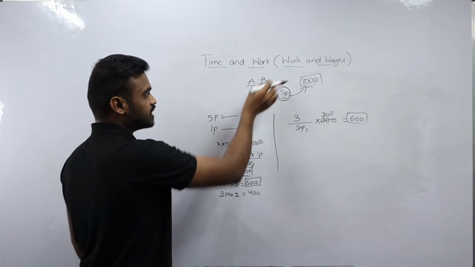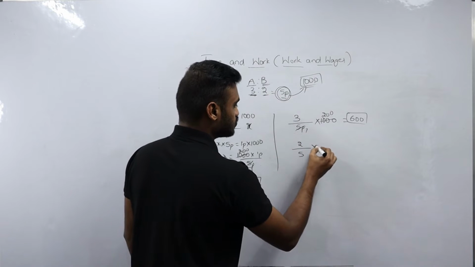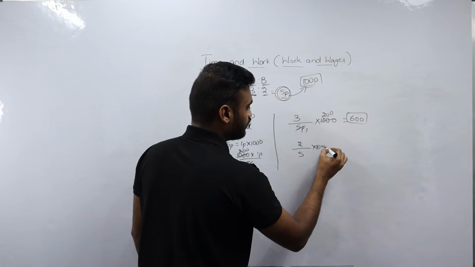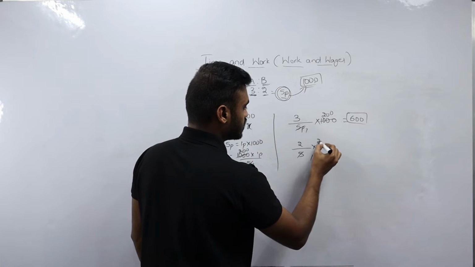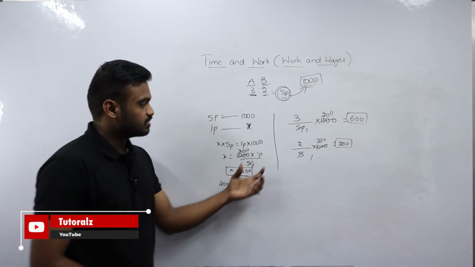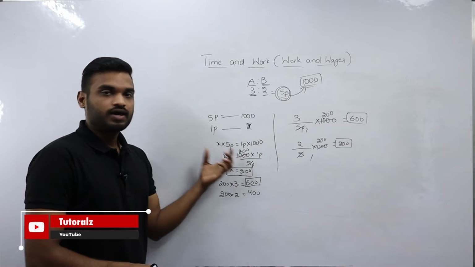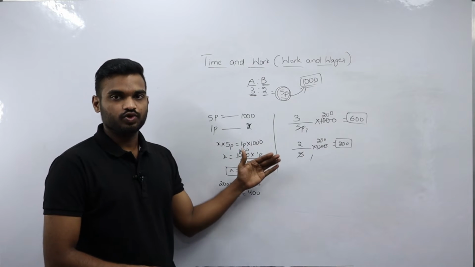If I want to get B share, then we can simply write out of 5 parts, B share is 2 parts into 1000 rupees. So we get 5 ones are 5, 5 200s, equal to 400 rupees. See, both methods are the same, but here I am doing it directly, and there I did it stepwise. That is the only difference.